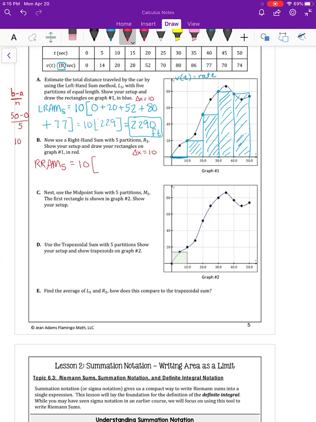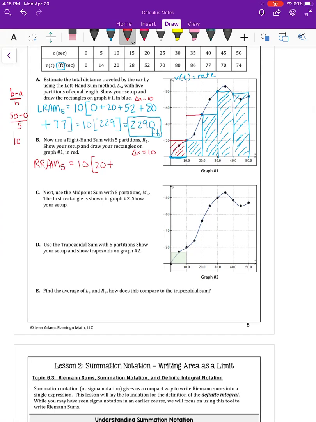Now we're going to use the right-hand Riemann sum with 5 partitions. So this is going to be our RRAM 5, and it's 5 partitions also, so it's going to have the same delta x equals 10. So we've got our 10 here, and this time we're going to choose the right-hand side, and then we're going to use that to find the area of our rectangle.